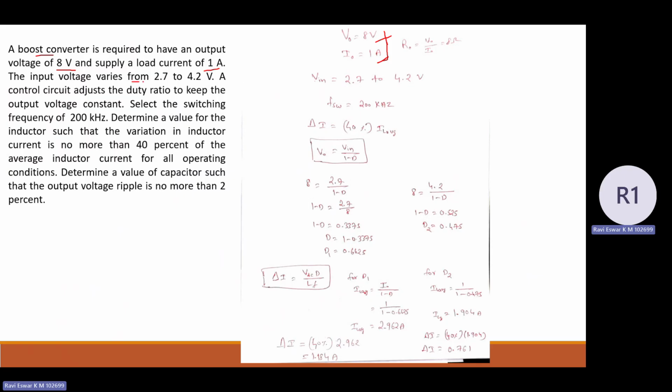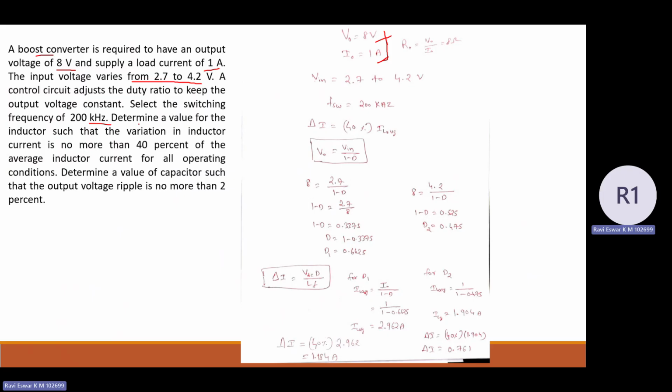So what they're saying, input voltage varies from 2.7 to 4.2. You can take the example of a solar renewable application, where the input voltage is unregulated. It is going to vary with respect to radiation. So according to this question, the input voltage is varying from 2.7 to 4.2. Even though the input voltage is varying, they implemented some control circuit to make the output voltage constant, and the switching frequency they have taken as 200 kilohertz.